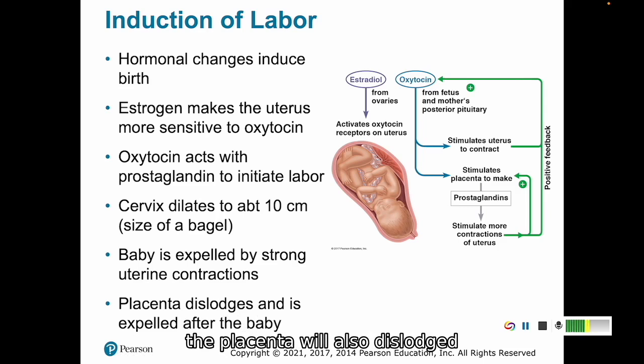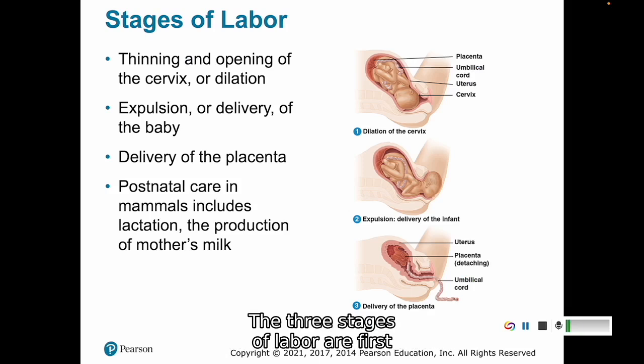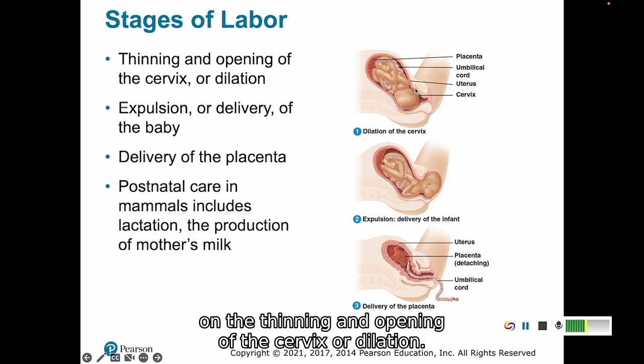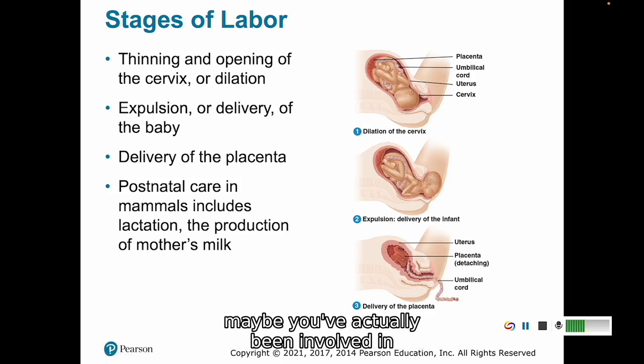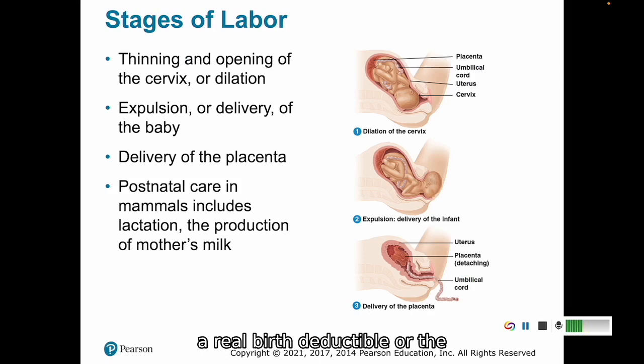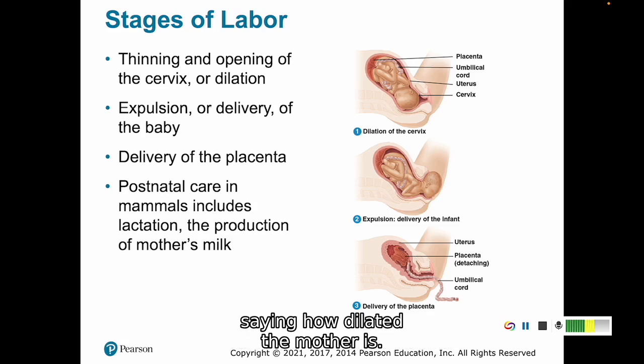After the baby is born, the placenta will also dislodge and be expelled after the baby. So the 3 stages of labor are first, the thinning and opening of the cervix, or dilation. So you may have heard on TV or something, maybe you've actually been involved in a real birth. The doctor, or the midwife or whoever, will measure the progress of labor by saying how dilated the mother is. So she's 4 centimeters dilated or she's 8 centimeters dilated. So that's as the cervix is opening so that it can open enough for the baby's head to come through.